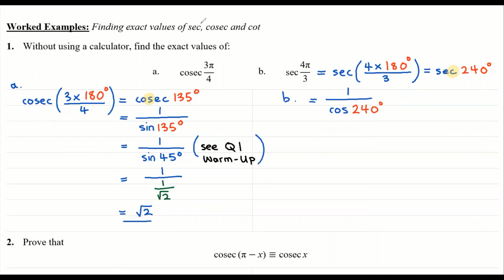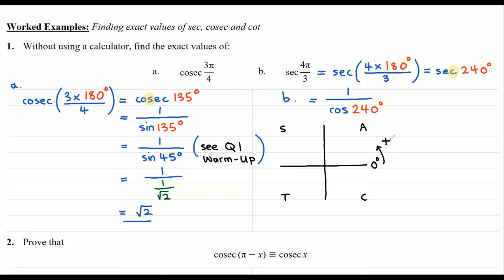Okay, and one or two of you may still be a little bit unsure about how this works, so I'm going to go through it again. So CAST: C, A, S, and T. Let's start off by labeling the 240 degrees on our CAST diagram.